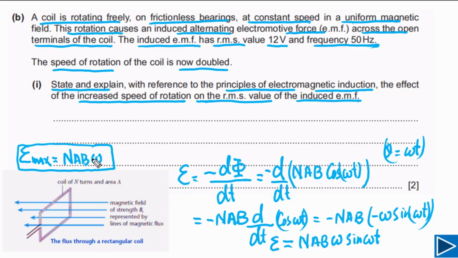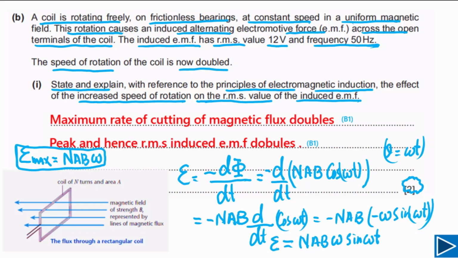If the angular velocity, or simply the angular speed, is double, then EMF is double. It means when rotation is double, EMF is also double. That's the point we need to understand. Let's see how we can write the answer for this question. This question has 2 marks, so we have to write 2 points. The first point is that the maximum rate of cutting of magnetic flux is double. If omega is double, the EMF is double. So the peak value of EMF is double.